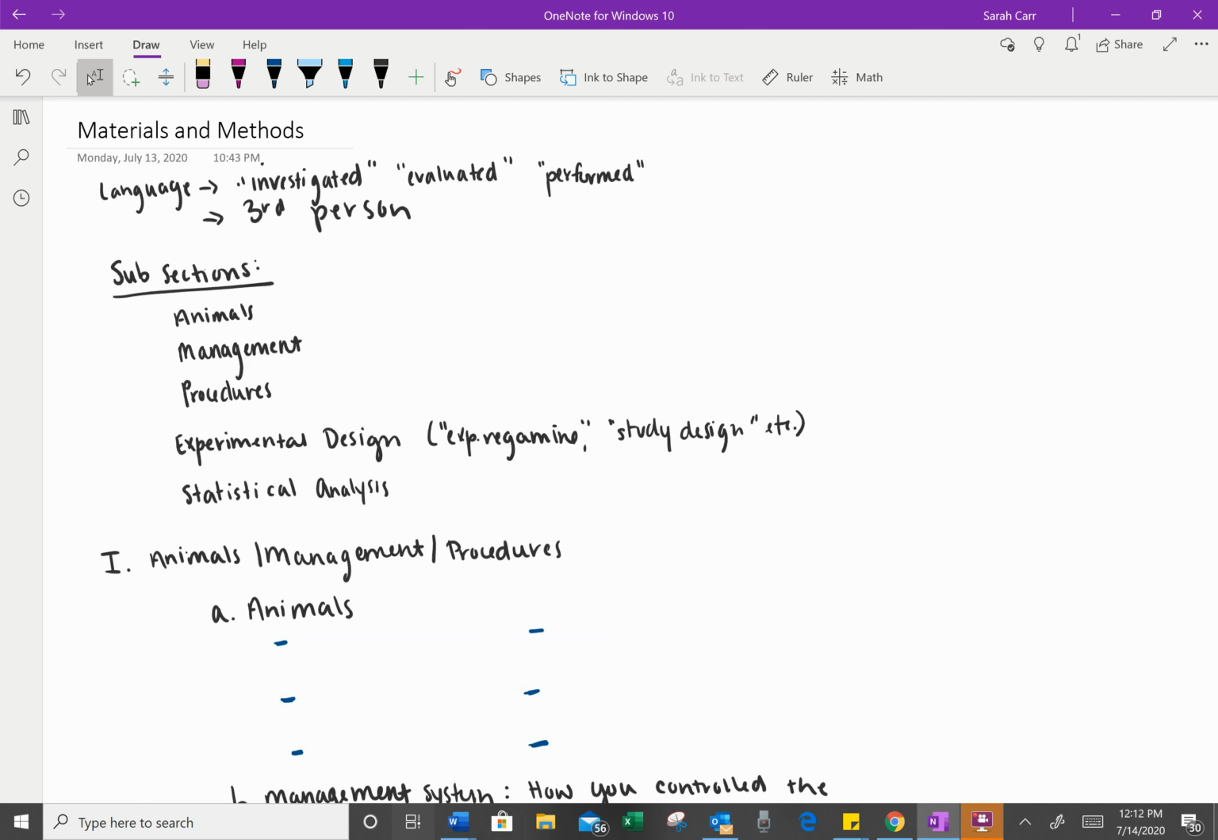You need to be direct, and clarity is vital. The use of flourishes in your writing should be avoided as much as you can. Now, some common verbs that you will use to write this section are investigated, evaluated, and performed. And it is okay to use first person. You might say, we investigated, I evaluated, I performed.